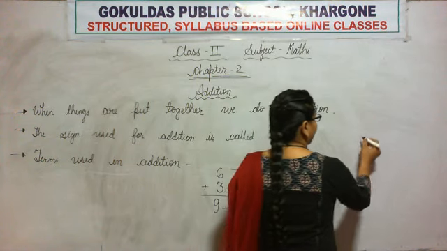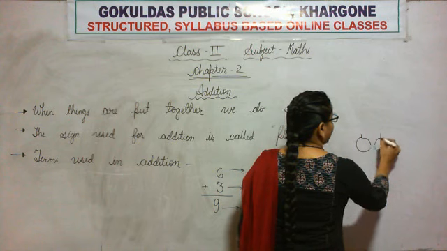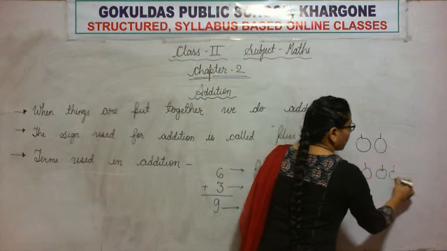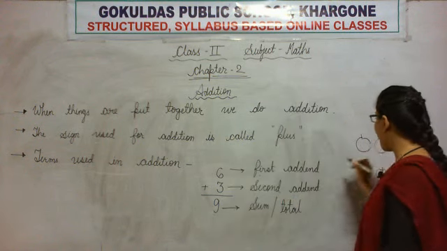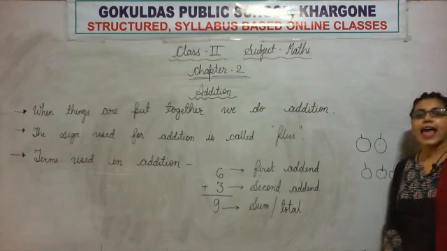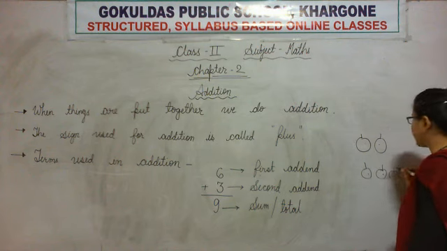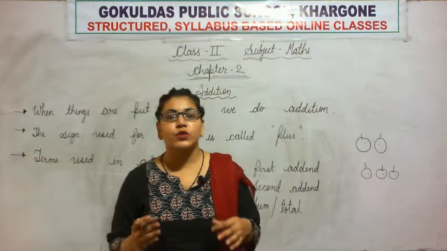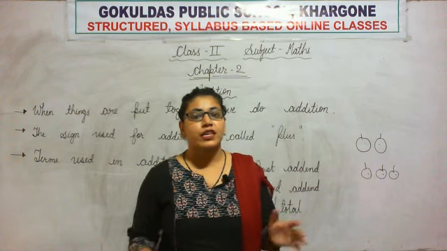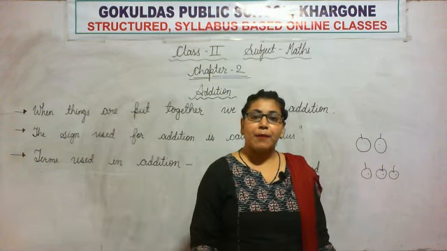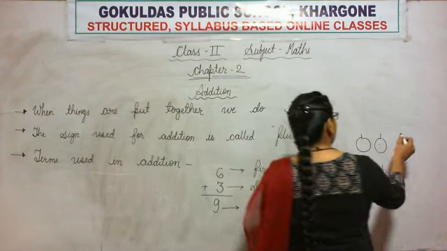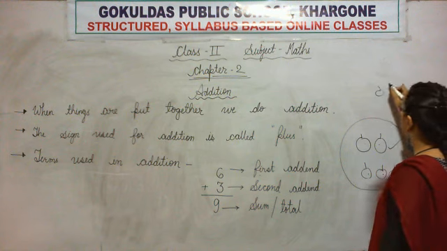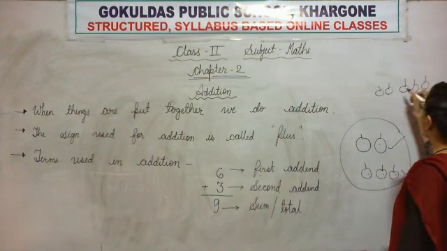Suppose you are having 2 apples and I give you 3 more apples. Now, how many apples do you have? For counting them, you have to put these 2 and these 3 apples together.